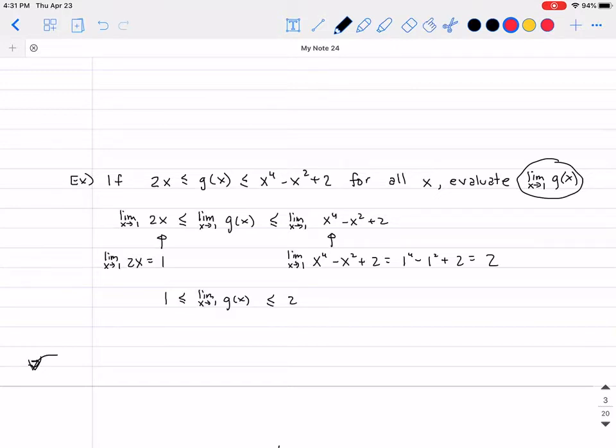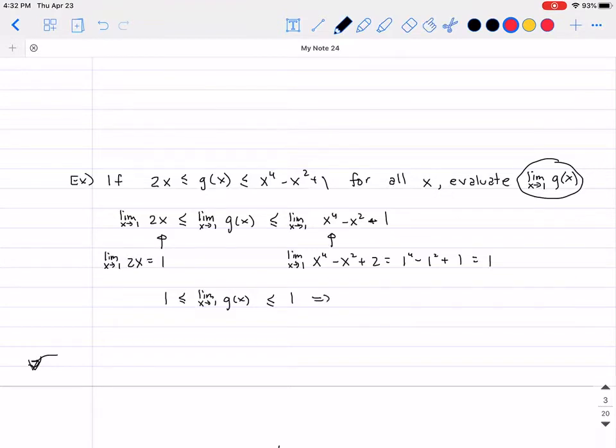So for example, what that means is for this problem, if I changed it so that it's not x to the fourth minus x squared plus 2, but rather, let me make a small modification right here. If I change that 2 to a 1, and then I would also change this 2 into a 1, then we can now use the squeeze theorem, because the squeeze theorem says that if the upper limit is the same as the lower limit, then we can definitely figure out the limit in between. So let me change that 2 into a 1.